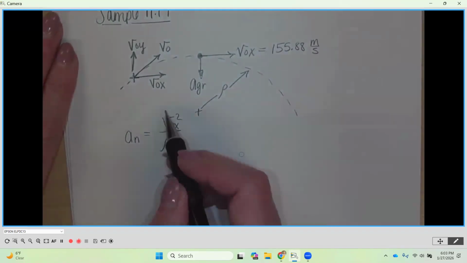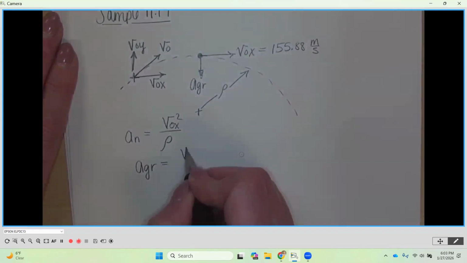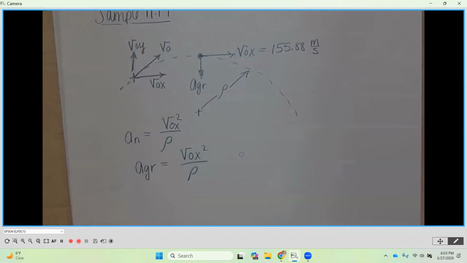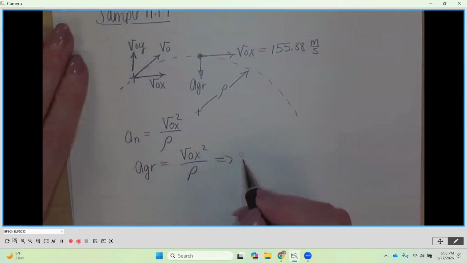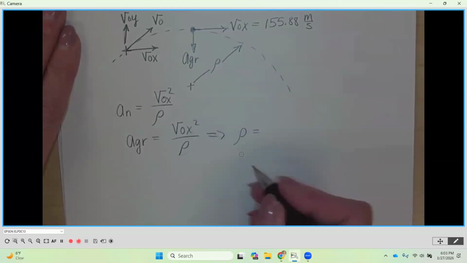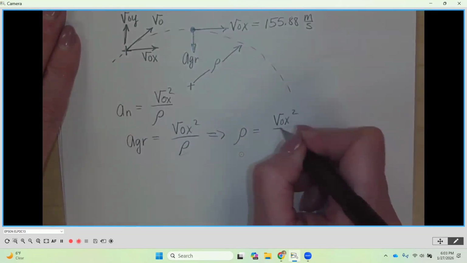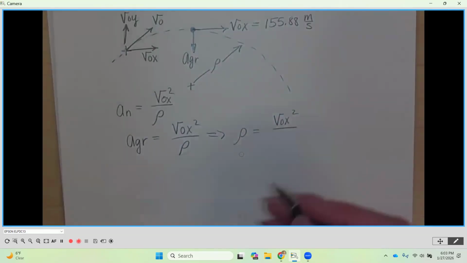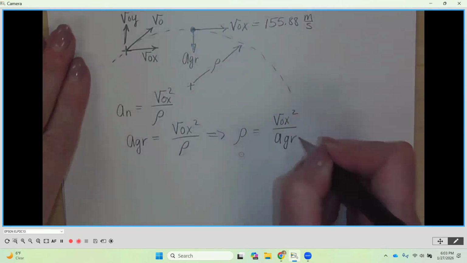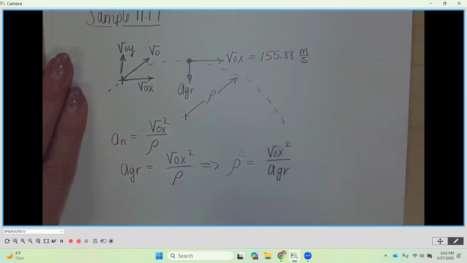So using this as our base, I'm going to kind of rewrite it. This is going to be our acceleration of gravity. This is going to be vx squared and that. So now rearranging this to solve for our radius of rotation. We're going to have our radius of rotation and we're just going to swap these two. So the velocity in the x direction stays on top, square it, and then we're going to divide by gravity. Since we are in metric units, our gravity is going to be equal to 9.81.